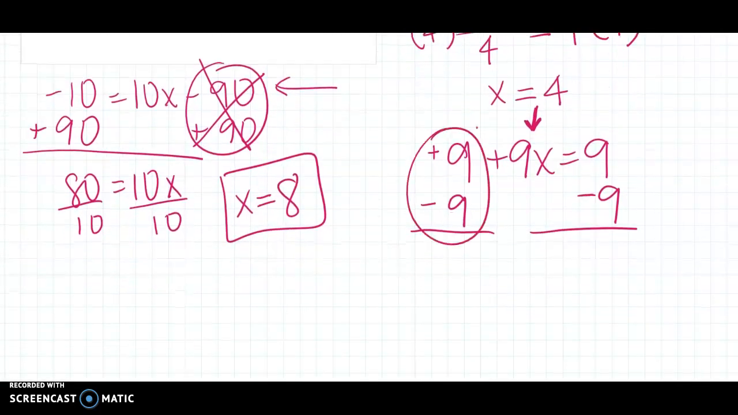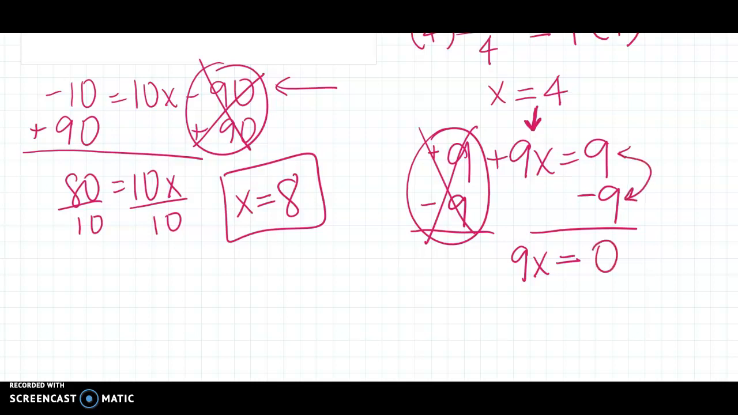That cancels out and leaves 0. I don't have to write 0. I can just bring 9x down. Is equal to, well, look what happened here. 9 minus 9 is 0 as well. So now I have 9 times x is equal to 0. I'm going to divide by 9, and I know that x is equal to 0.